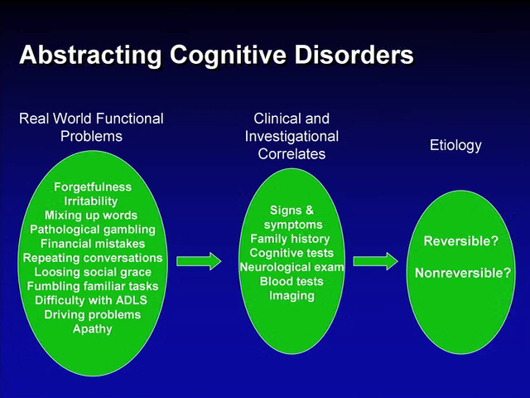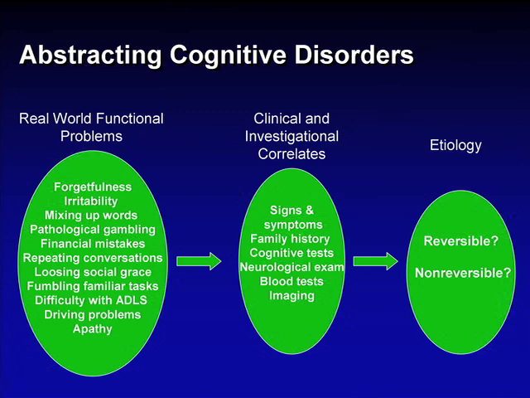Maybe if you're in Las Vegas, you probably get a lot of people having pathological gambling. Financial mistakes, there's probably crossovers with pathological gambling, repeating conversations, losing social grace, fumbling in familiar tasks, difficulty in the normal activities of daily living, driving problems, apathy. So these are general problems that people are trying to articulate.